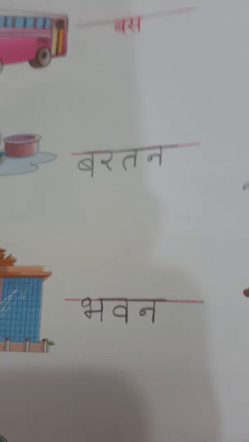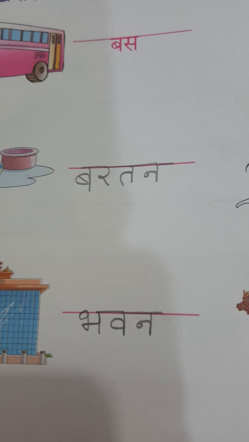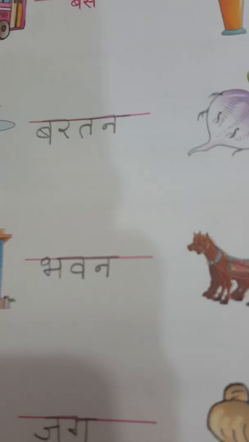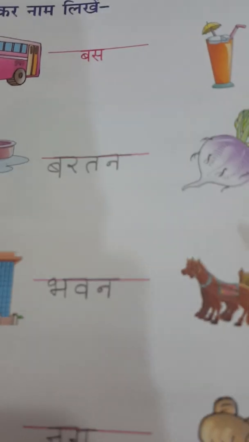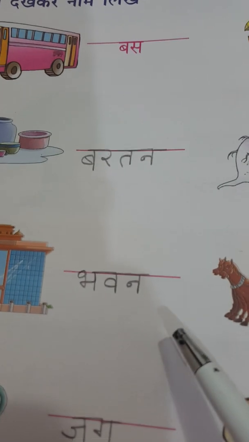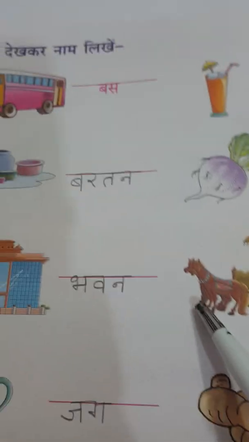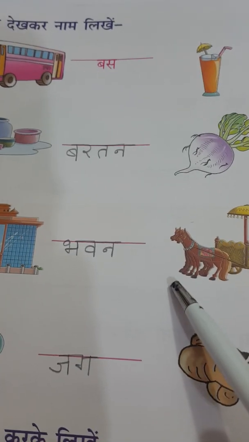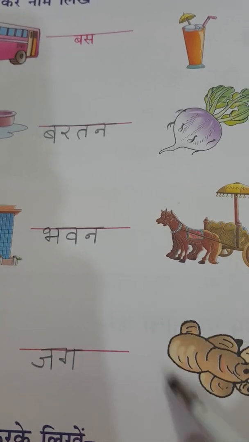So you will practice to write. You can do this in the notebook also if you want to. And you can practice to read a lot. Reading is more important. So practice to read all the 2-letter words, 3-letter words, 4-letter words, and try to write neatly.